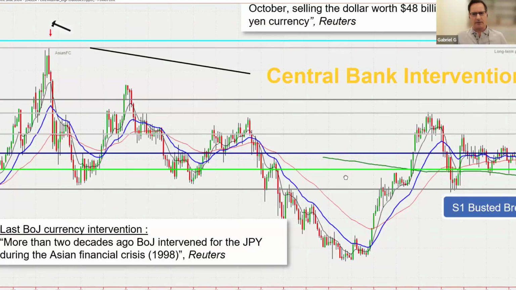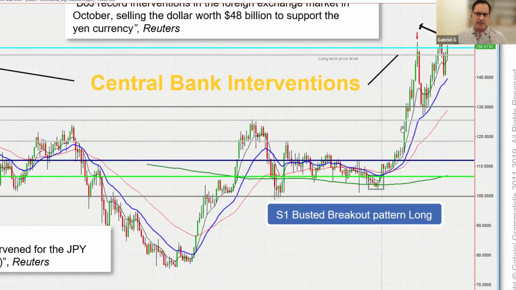You can find that in the press as well. Now, this move, that's an explosive move. It basically went from slightly above 100 to 150. So in a very short time, the yen lost around 40%, 45% of its value. Was that a surprise? Well, if you know a little bit about patterns, it was not a surprise.